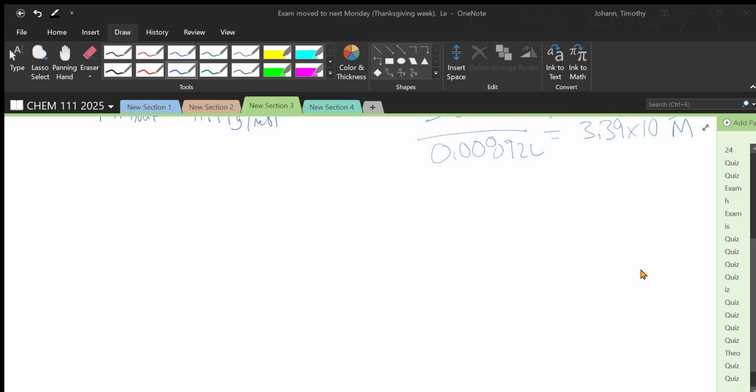Okay. So zinc reacts with hydrochloric acid according to this equation. If this many liters of that molar HCl is added to an excess of zinc, not a limiting reagent problem, how many moles of zinc chloride are produced? And then it actually asks you to calculate molarity.